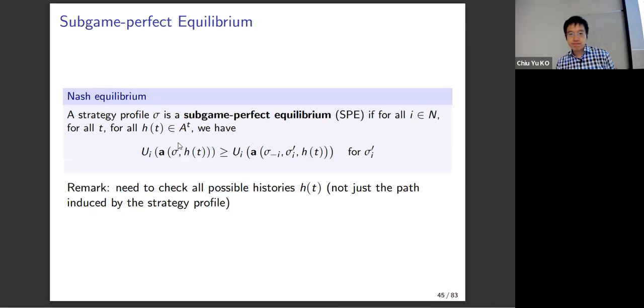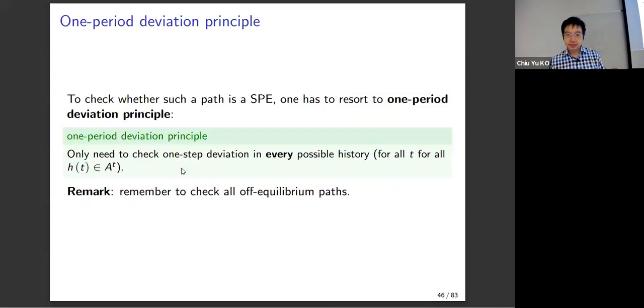Okay. And subgame perfect is a little bit more complicated. You have to check all possible histories, even though the history is not along the equilibrium path. So I will take an example for that. One important result is, under some regularity conditions, which you always satisfy in your applications, you only need to check one-period deviation. Okay, you don't need to check very complicated deviation mechanisms.